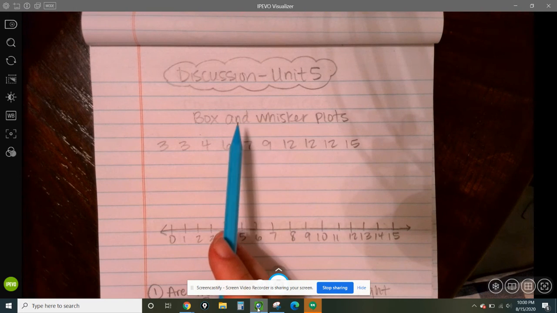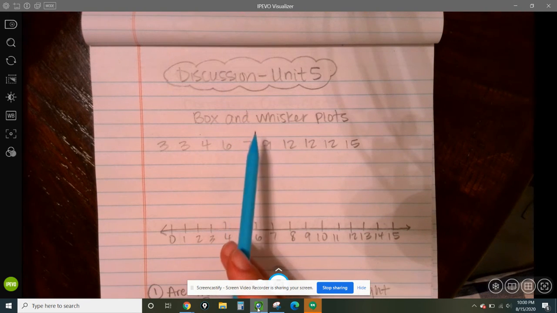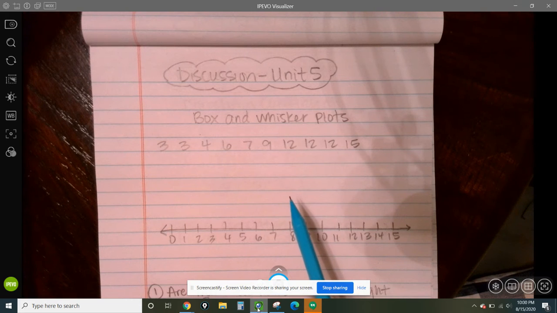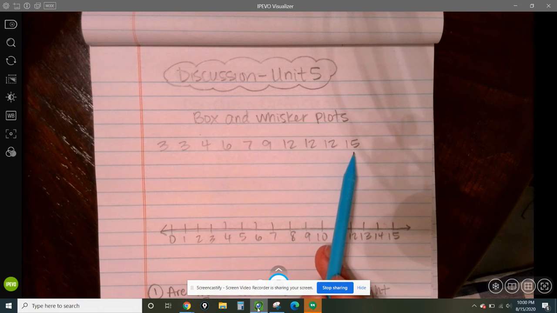So this discussion is about box and whisker plots. So I thought we'd just go through the steps real quick on how to make a box and whisker plot, because that will also help us answer the question that they have in this discussion. So I just gave myself a bunch of numbers here that I just made up, and we're going to make a box and whisker plot out of it.